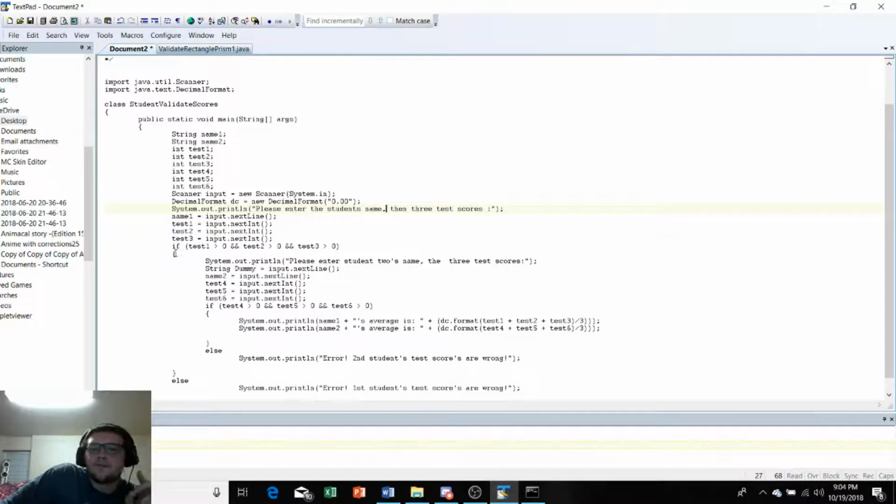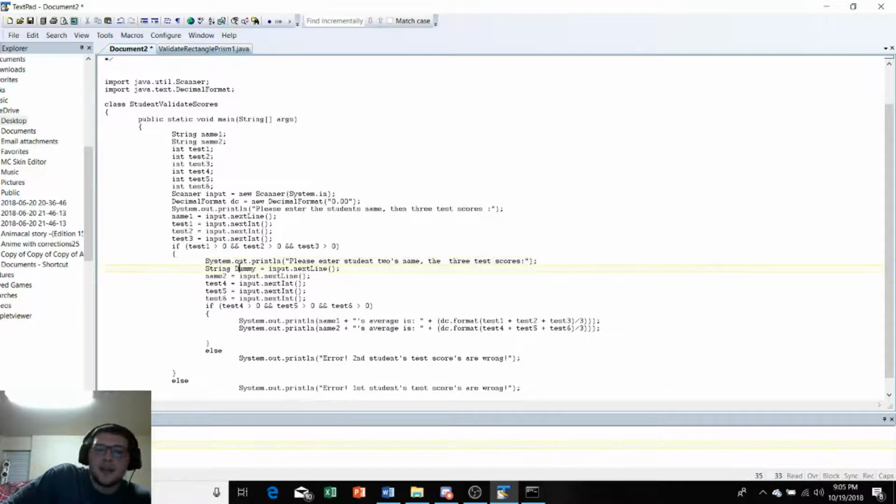And you'll notice, in this program, I was able to check if either the first student was wrong or the second student. If I didn't want to, I wouldn't have these nested if statements. If test1 is greater than 0 and test2 is greater than 0 and test3 is greater than 0, we're going to println, please enter the second student's name, if it passes the first student. If it doesn't pass the first student, we'll say first student is wrong down here by this else statement. But if it is correct, then we will ask for student 2's name and 3 test scores.